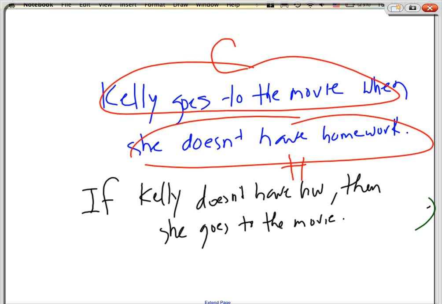So how do we form a conditional statement again? Using what form? If and then. If and then form. What happens right after the word if? Hypothesis. And after the word then will be your what? Your conclusion. Very good. Easy stuff. Okay. All right. Moving on.